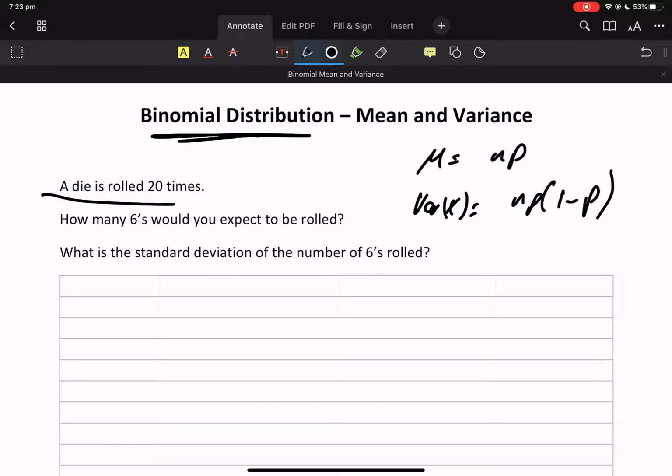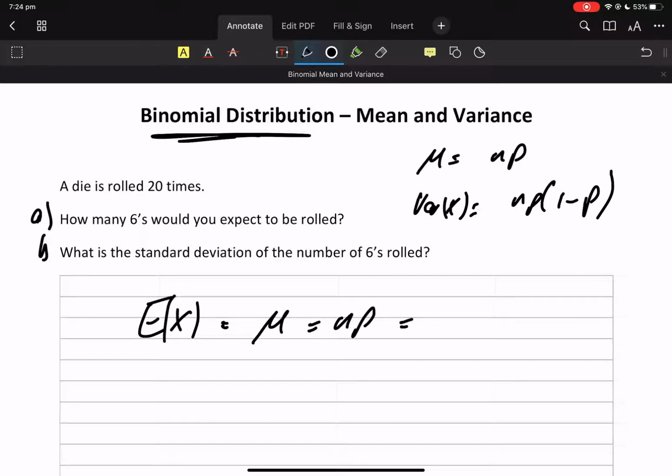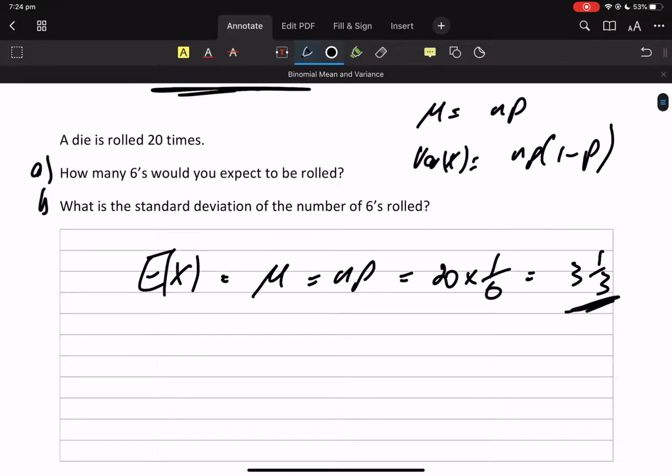So here I'm rolling a die 20 times. How many sixes would you expect to be rolled? So that's sort of part A and part B. How many sixes would you expect? So that's expected value. The expected value is mean, which is np, which is 20 times 1 over 6, which is 3 1/3. What's the standard deviation?